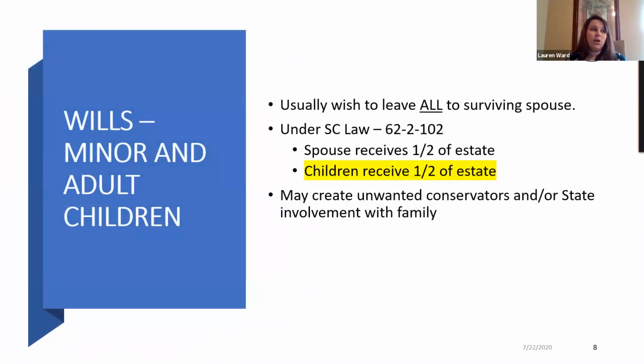So this is where I was talking about with minor children. If you don't have a will, you may get those unintended consequences. So under South Carolina 62-2-102, that's the Uniform Probate Code, spouse receives half of the estate, children receive half of the estate. So that may create some unwanted conservatorships and/or state involvement with the family. So you definitely want to make sure if you have minor children, you at least have some will in place that gives everything to your spouse and your children. Or if you want to leave to your children, we have a trust set up so that way they will be protected.